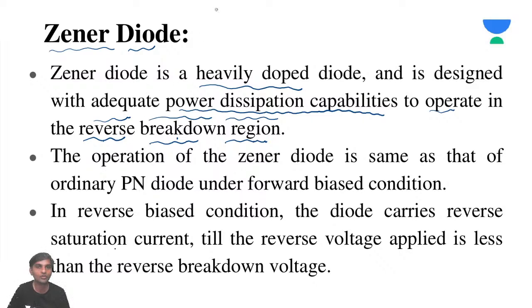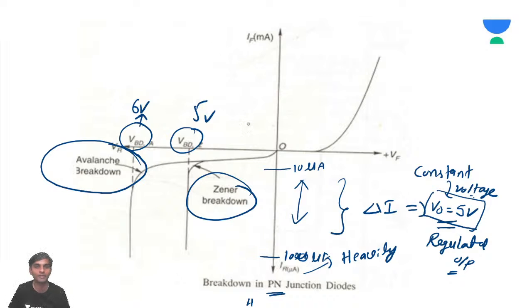There is no use of the Zener diode if you operate it in the forward bias or ordinary reverse bias region. The best advantage of this Zener diode is when you use it in breakdown only.